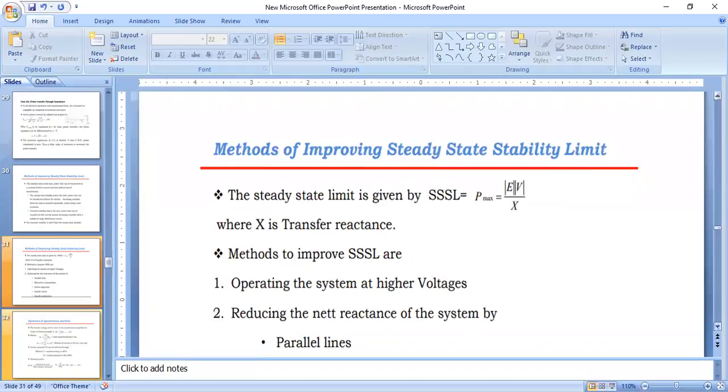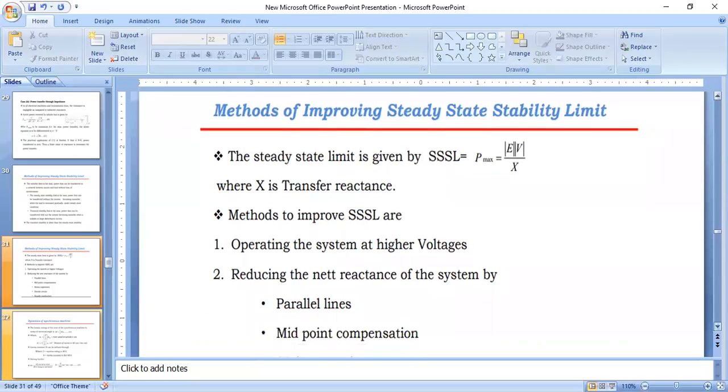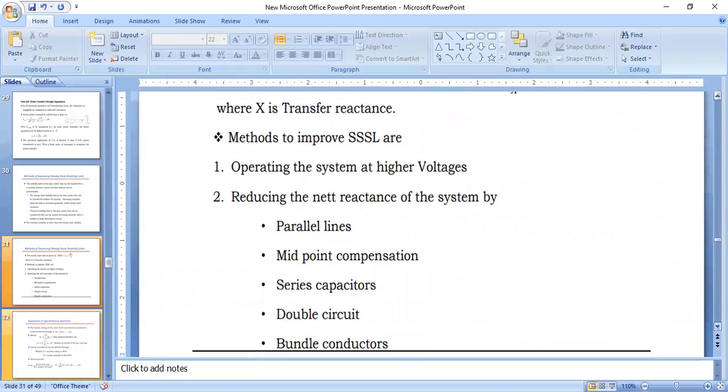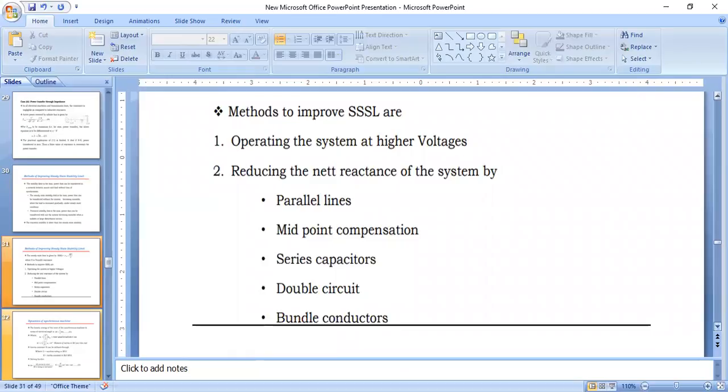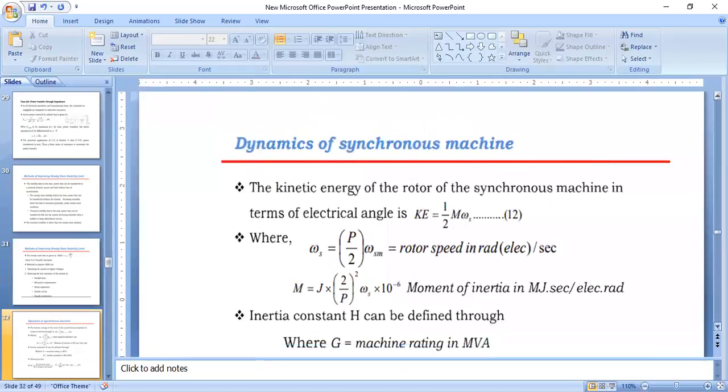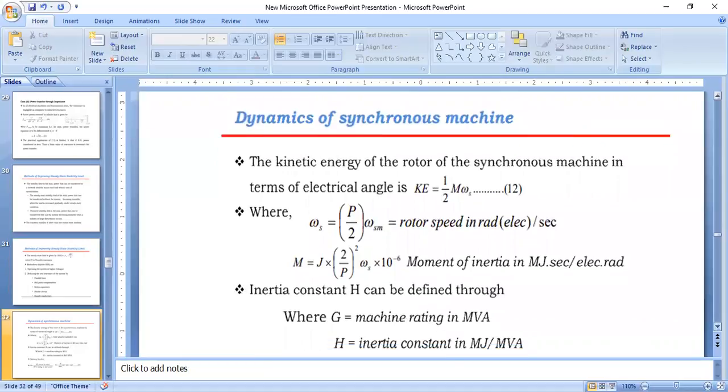Methods of improving steady state stability limit. The steady state stability limit is given by SSSL = P maximum = EV/X, where X is the transfer reactance. Methods of improving the steady state stability limit are operating the system at higher voltages, and reducing the net reactance of the power system by parallel lines, midpoint compensation, series capacitors, double circuits, and by using bundle conductors. Dynamics of synchronous machine.